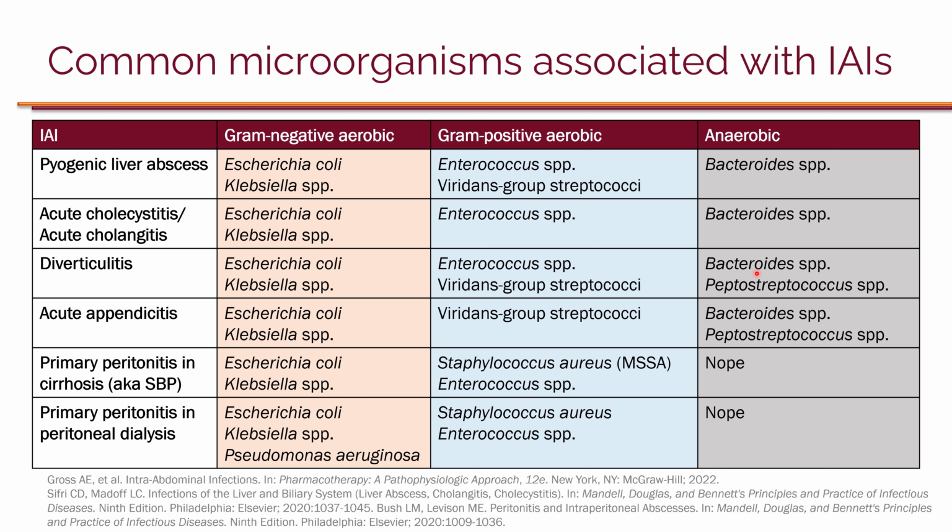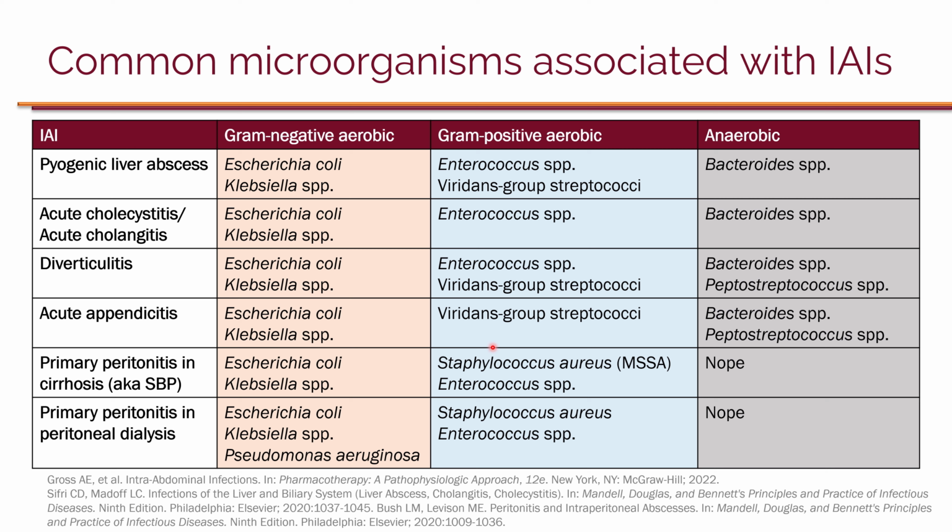So it is easier to remember some of the ones that are essentially not causing an infection. So, for example, when it comes to peritonitis, whether due to cirrhosis or peritoneal dialysis, you can see that there is no need to cover Bacteroides. So Bacteroides essentially don't need to be covered. These are anaerobes. When it comes to Enterococcus, you can see that for appendicitis, Enterococcus is typically not isolated.